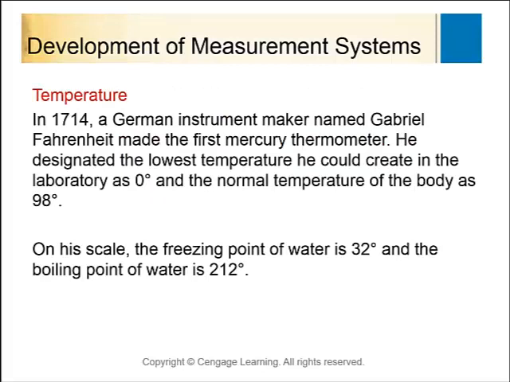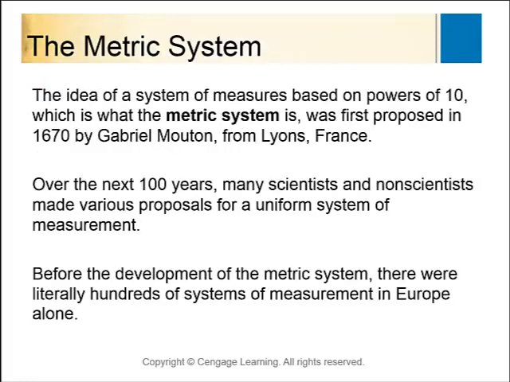Temperature is another measurement system. Gabriel Fahrenheit, the lowest temperature he could create in the lab was what he called 0 degrees, and he developed this temperature scale. On his scale, the freezing point of water was 32 and the boiling point was 212. Of course, then we had the Celsius, another measurement system where 0 was the freezing point of water and 100 was the boiling point of water.